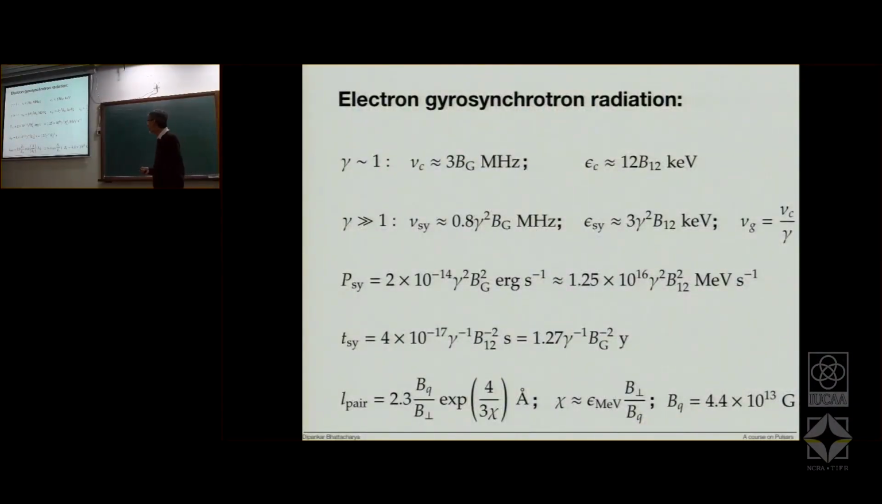The synchrotron lifetime you can compute by taking the initial energy and dividing by the emission rate, and that turns out to be, for a 10 to the 12 Gauss magnetic field, 4 times 10 to the minus 17 gamma to the minus 1 B12 to the minus 2 seconds.